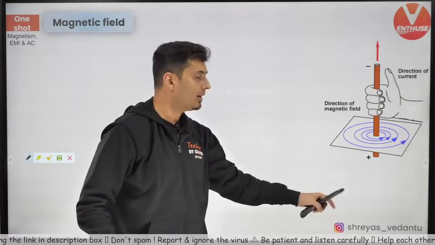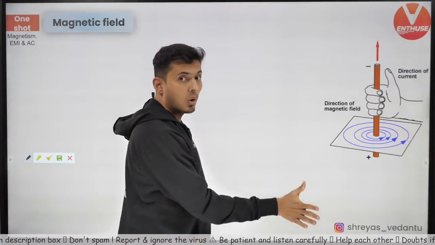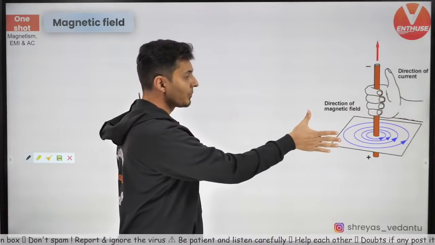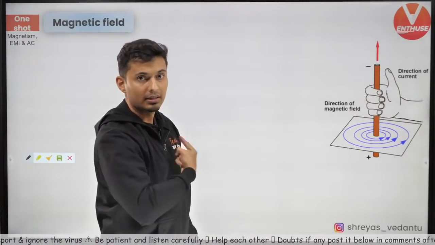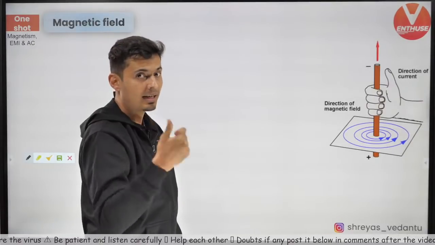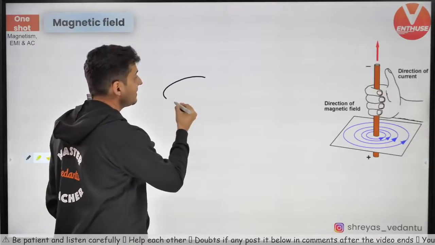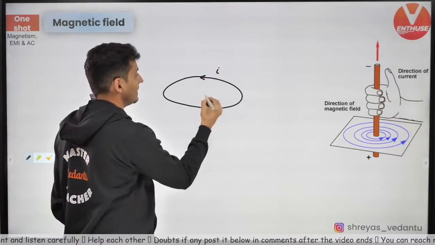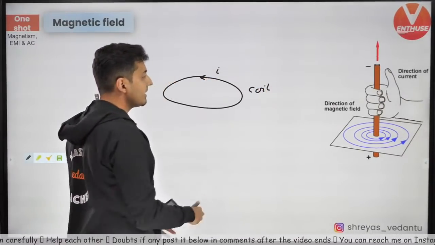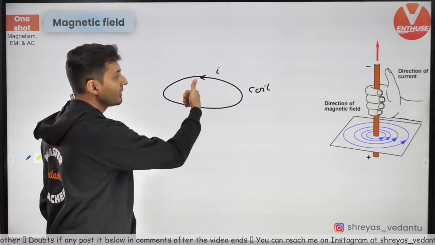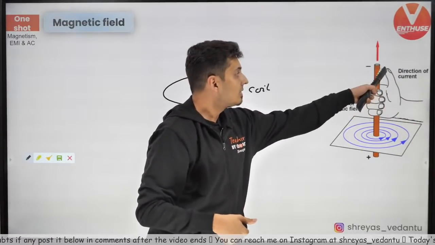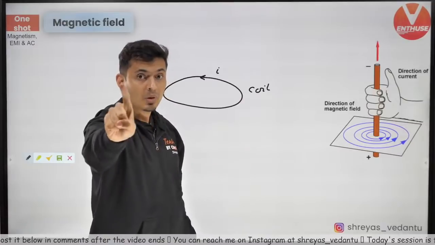If it's a straight wire, hold your thumb in the direction of current. The curled fingers point in the direction of the magnetic field. The curled fingers point in the direction of magnetic field. But if it is a coil which is carrying current, then curl your fingers in the direction of current. Look over here. In this case, the thumb is in the direction of current for a straight wire.